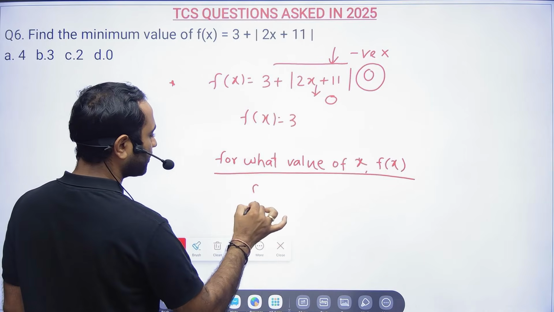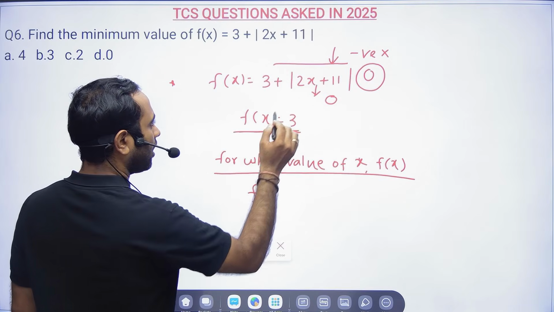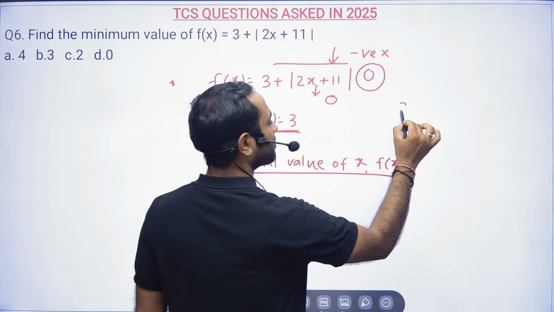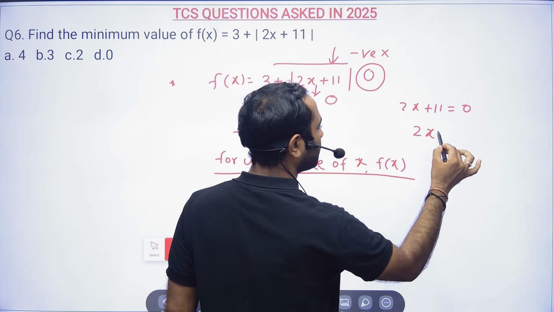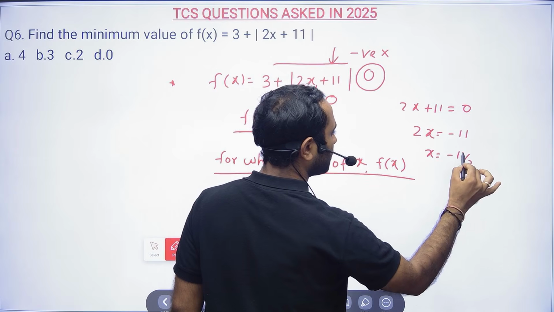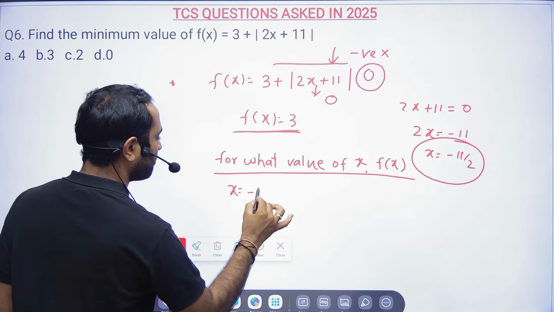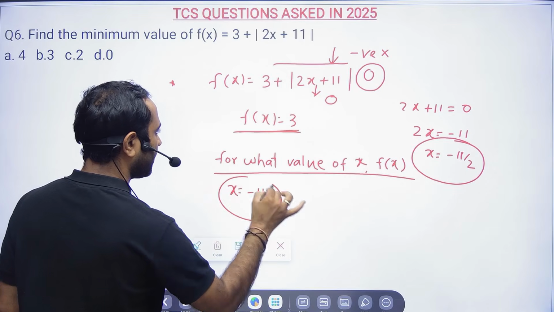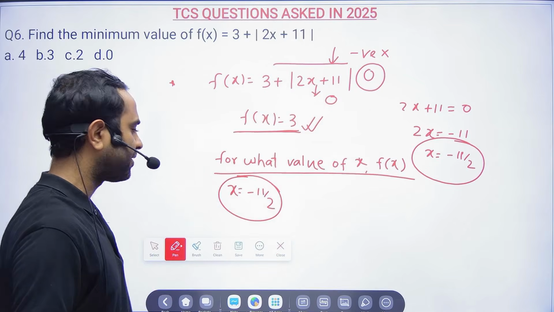So here for f(x), what we will do, you see, 2x plus 11 is equal to 0, then 2x will be equal to minus 11, x will be minus 11 by 2. So for x equal to minus 11 by 2, this f(x) will be minimum. Okay, very simple. Keep it simple.